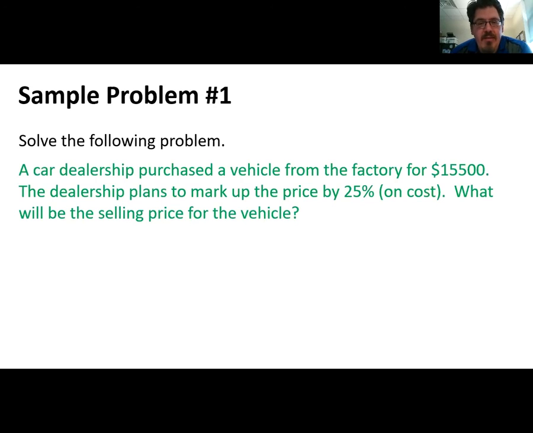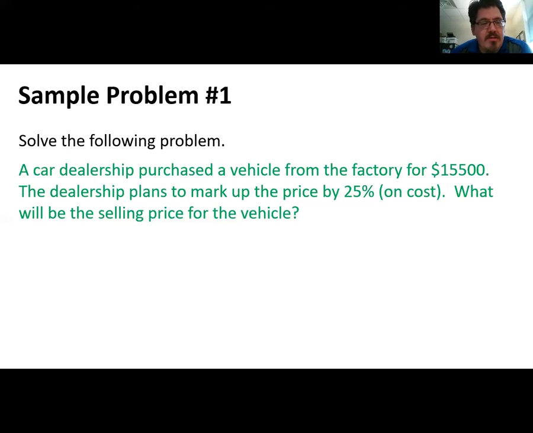Now notice in parentheses we've got that little phrase "on cost." What that basically means is we're using 25% of what it costs the dealership to actually purchase the item. You can do markups on selling price, so you can kind of go both ways, but I think the most common application is to do percent markups on the cost of the item to figure out what that selling price should be. So that's what we're going to focus on in this problem and in these examples.